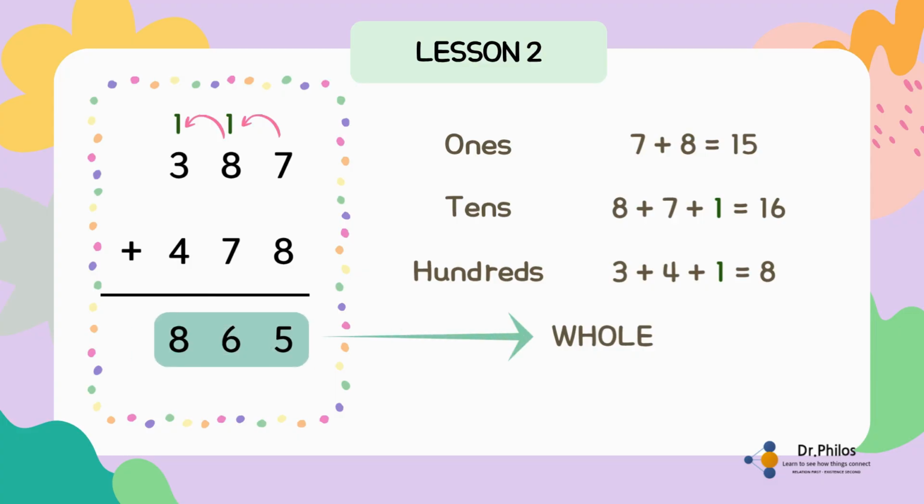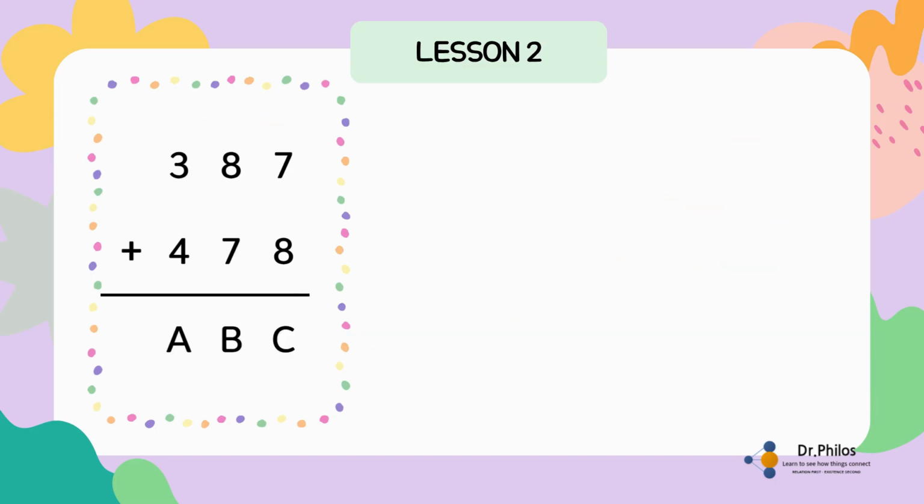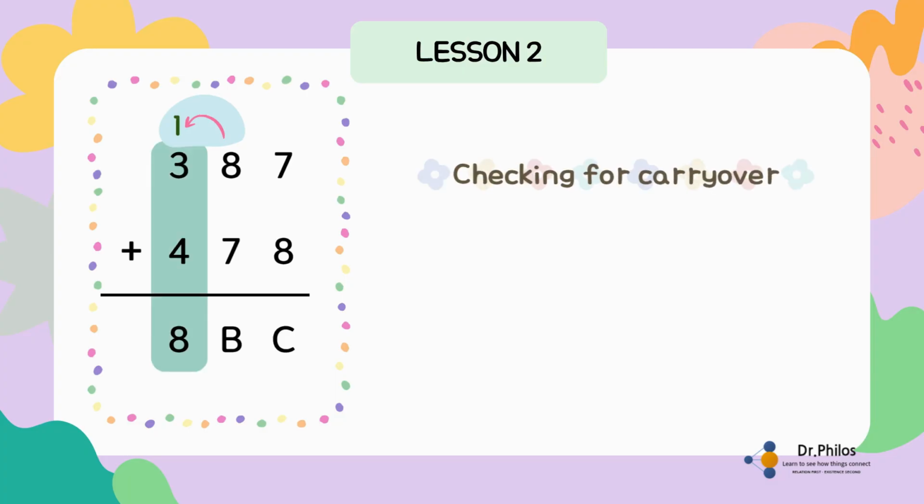This time, let's calculate starting from the hundreds place. Imagine a student wrote 7 for A in the hundreds place. Is that correct? No. Because there is a carryover from the tens place, A has to be 8. Right. Whenever anyone calculates the hundreds place, they must check if there is a carryover from the tens place.